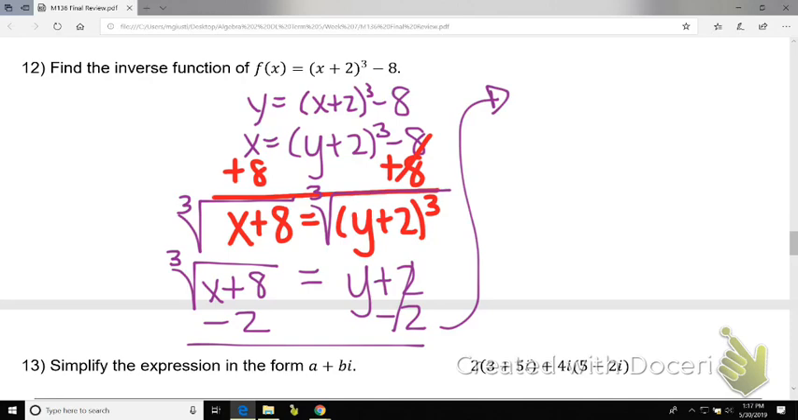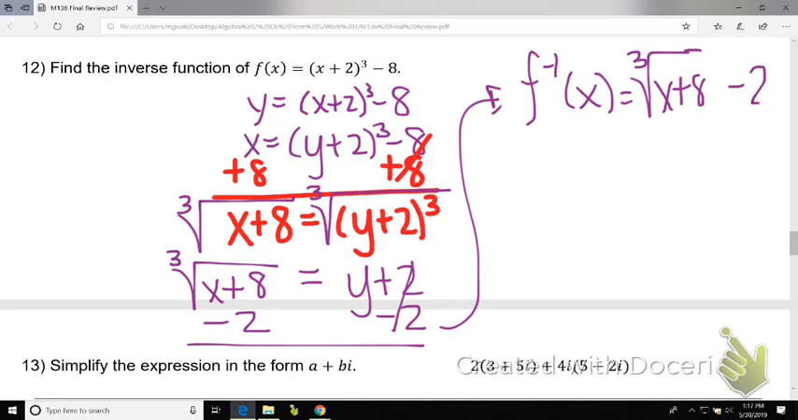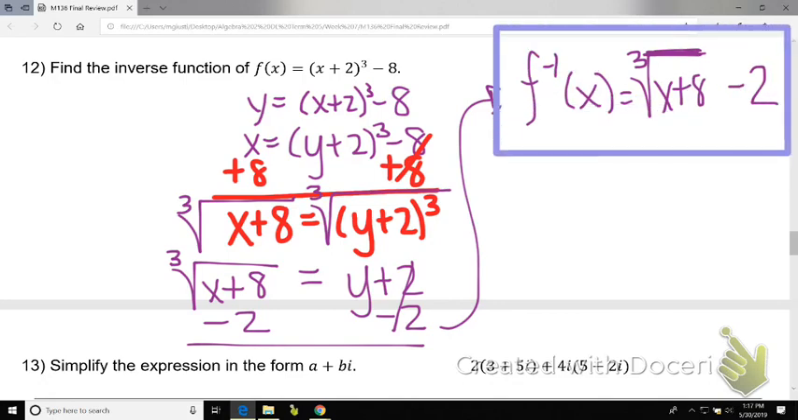So for my final answer, I go back to inverse notation. So f of x, but you put that negative 1 as the exponent. This was really sloppy, sorry. There we go. Equals cubed root of x plus 8. And then the minus 2 is just at the end. And it is not supposed to be under the radical, so make sure I can tell that it's after the radical. That's the final answer.